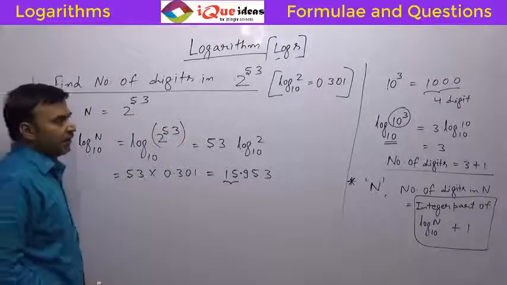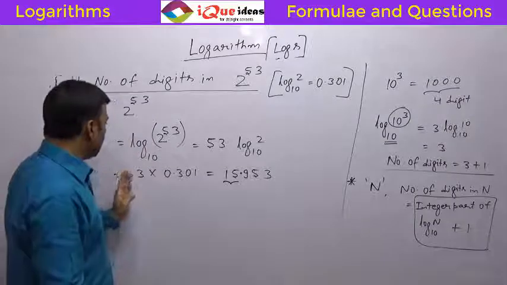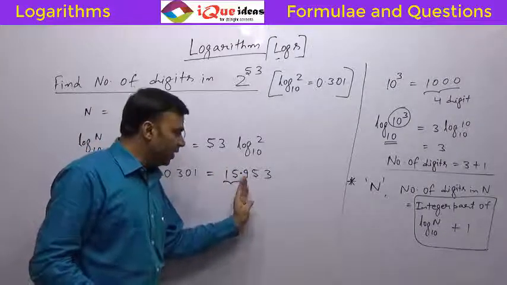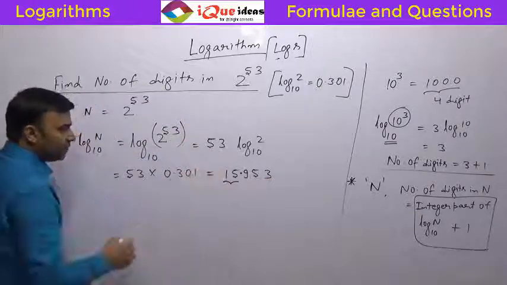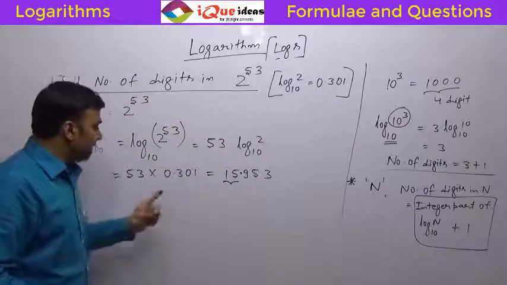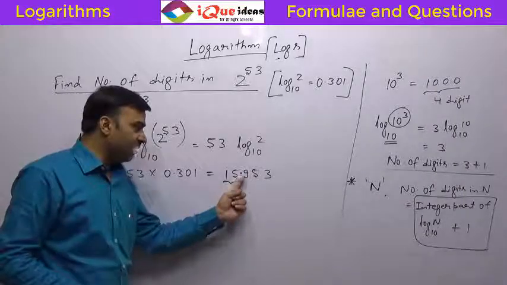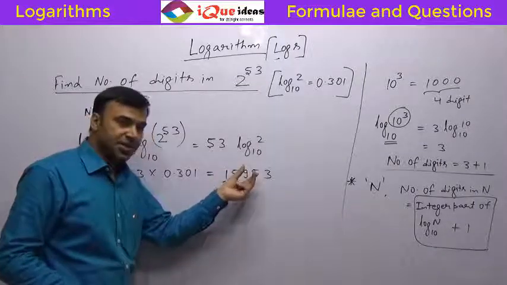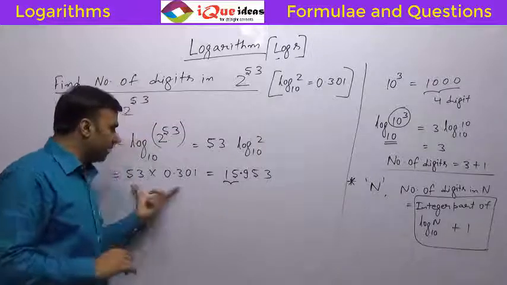Ignore them. For 10 raised to 3, we already had only an integer number, right? For 2 raised to 53, we have 15 before decimal, that is the integer part of the number. 0.953, that is the decimal part of the number. Ignore it completely. Take only the integer part, that is 15. Now that also means if you have made any mistake here in calculation, you see this is 15.953, which is very close to 16. So if you make a mistake, it may go above 16, then you will have to consider 16, which will be wrong.